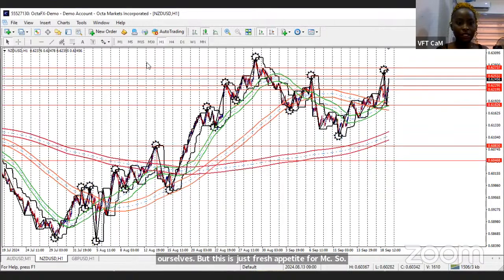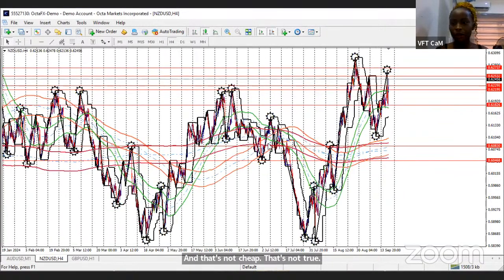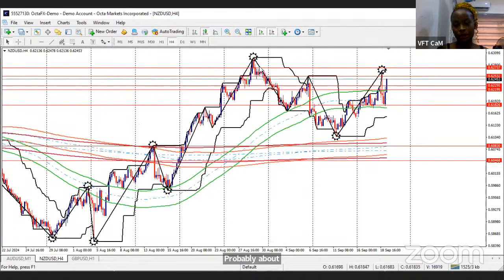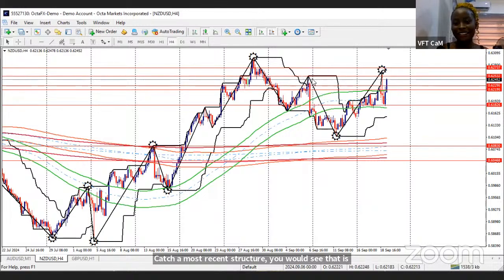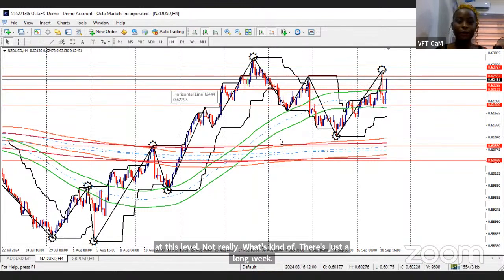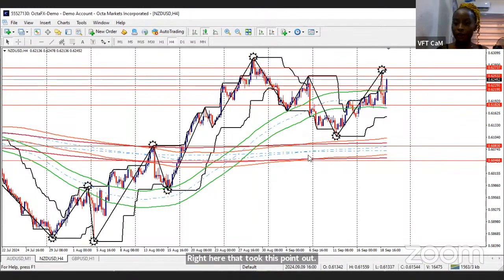On NZD USD, H4 as well, we're bullish. However, price hasn't taken out this level. So if you're looking at your most recent structure, you could say that is a downtrend, bearing in mind that price took out this level. Not really, but kind of. There's just a long wick right here that took this point out. But overall, trend is upward, right?